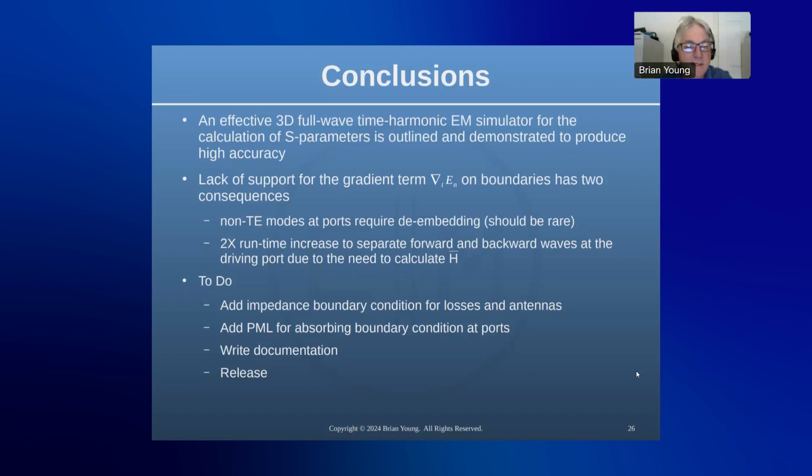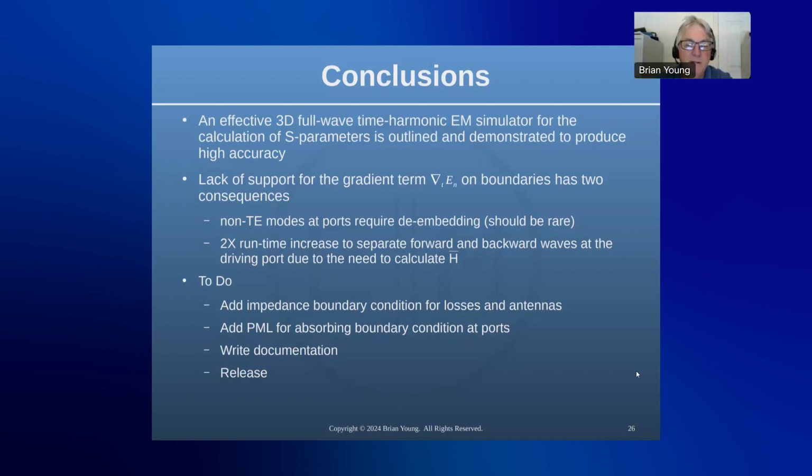Not having the gradient term included means that to separate the forward and reverse traveling waves, I have to calculate the magnetic field. In the literature, where they're using no libraries, completely hand-implemented finite element codes, they are able to implement the gradient term, and they're able to de-embed the forward and reverse traveling waves without having to calculate the magnetic field. But other than the 2x runtime hit, there's no issue.